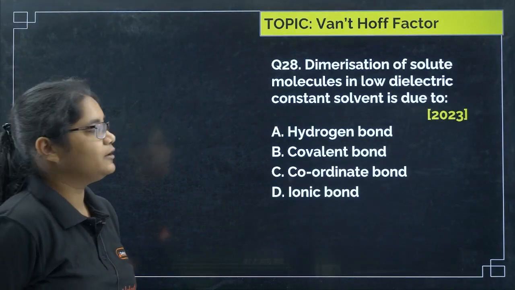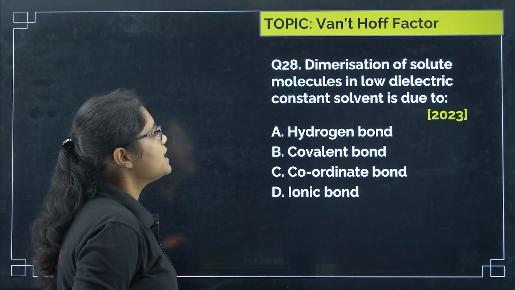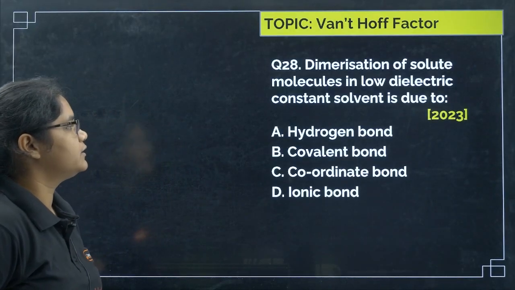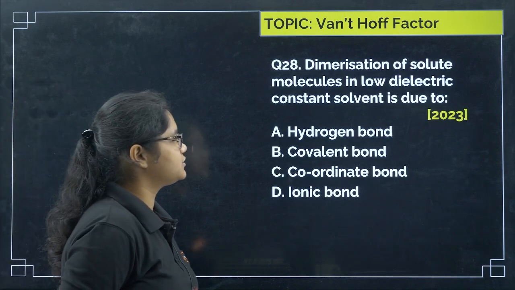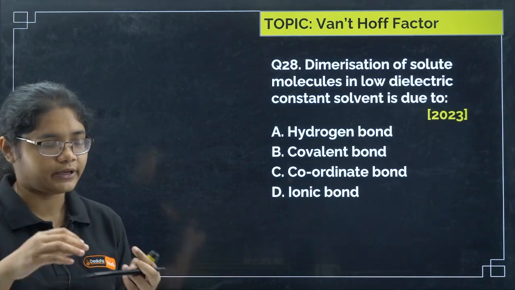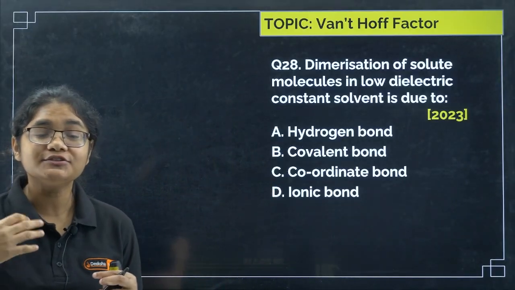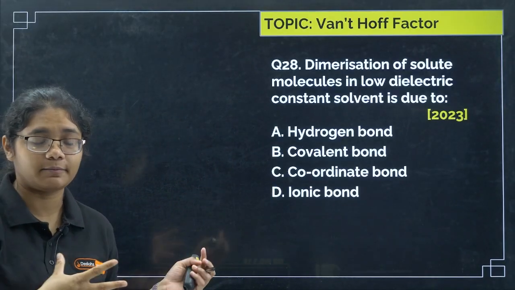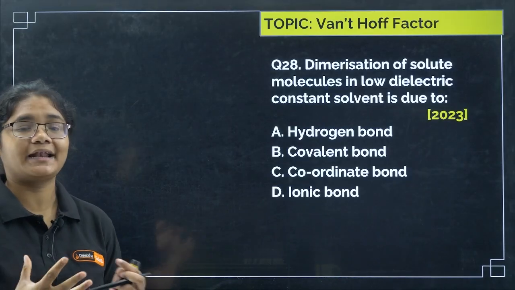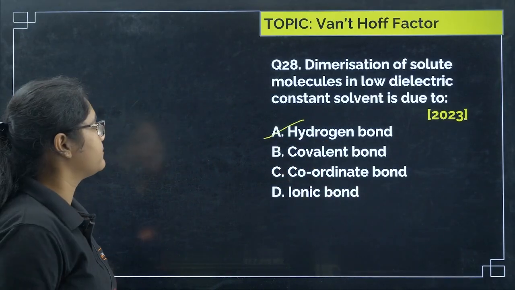Okay, next we'll go to Van 't Hoff factor. We have already done certain questions of Van 't Hoff factor, but this is something very particularly to Van 't Hoff factor. Dimerization of the solute molecules. We have seen tetramerization, dimerization, that happens when there is hydrogen bonding. Okay, so option number A.